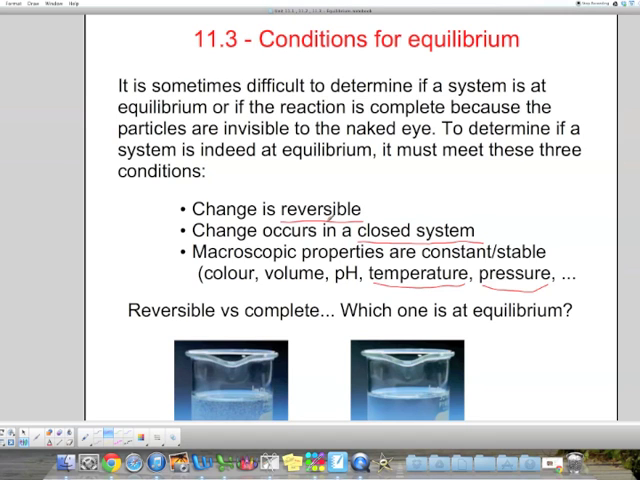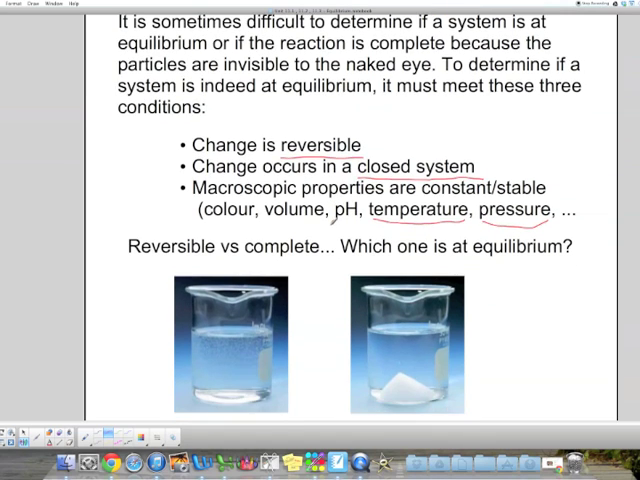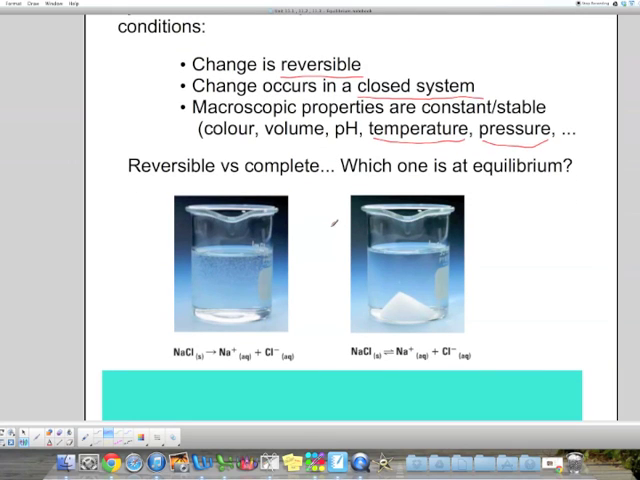So if we look at examples here, which one do you think would be reversible? Which one would be complete? In other words, there's no equilibrium yet. It could be that it will never be reversible. It could be that there's no equilibrium yet.